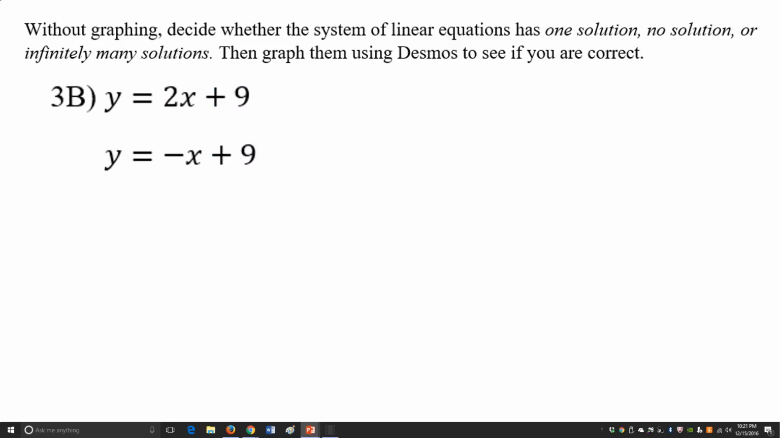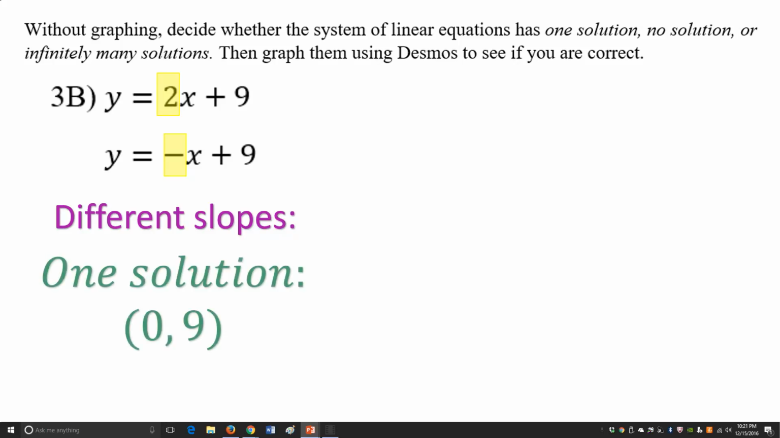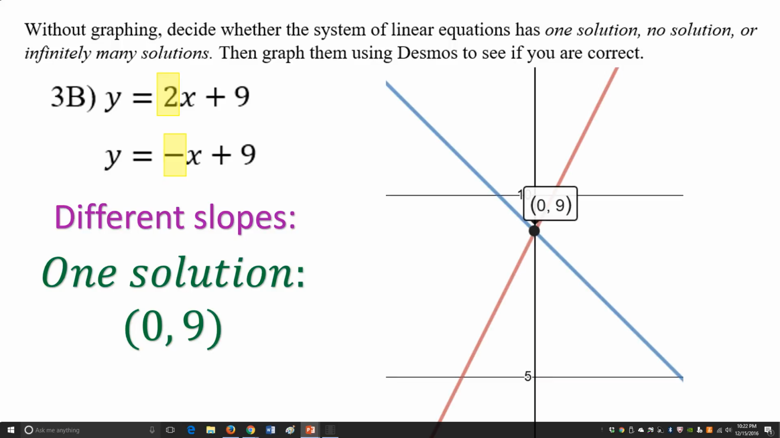3b, so we look at what we have. We have a slope of 2 and a slope of -1. Now the intercept's the same, 9 and 9, so think about what that would look like. Will these ever cross? Will there be infinitely many solutions? What do you think? Well, these are different slopes, therefore different steepness means they will intersect once, and if you graph it on Desmos, you will get an answer of (0, 9) because they have the same intercept, and that's where they cross.